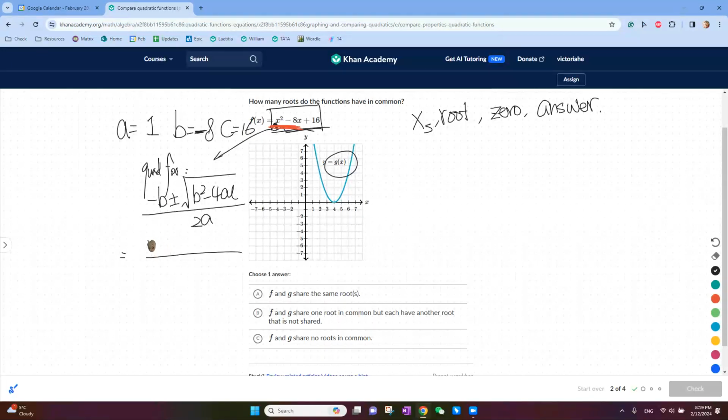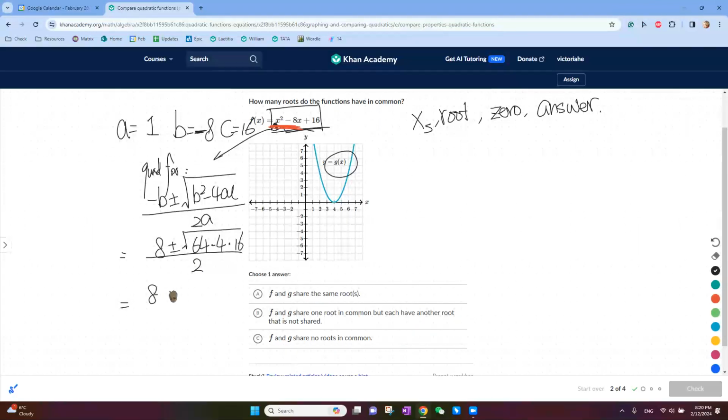So if I plug in, what's negative b? If b is negative 8, what's negative b? Negative b is positive 8. Yep, and then I plug in right here. And then what's b squared? 8 times 8, which is 64. Okay, minus 4, and then times a, which is just 1, and times c, which is 16. 2 times a is just 2, so I'm going to leave it here.